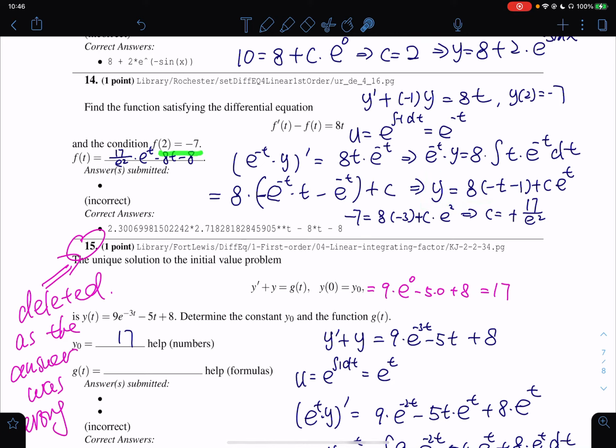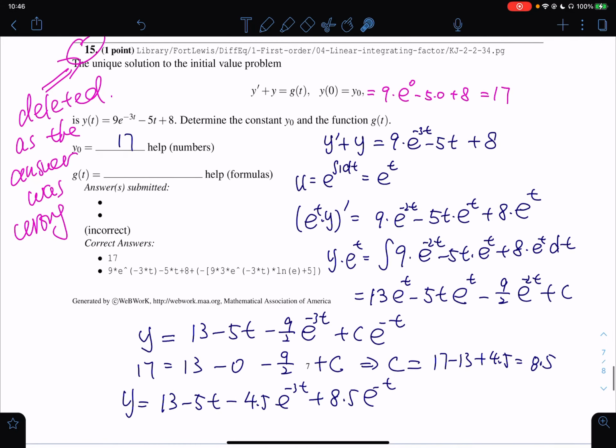And don't forget, plug in your initial condition, so negative 7 equals 8 times negative 2 minus 1, hence negative 3, plus c times e to the 2, so plus c times e squared. Therefore, you end up with negative 7 is negative 24 plus c e squared. Move to the other side, negative 7 plus 24, which is 17. So 17 is c times e squared, hence c is 17 divided by e squared. You plug it back into your final answer. So your final answer is negative 8t minus 8 plus 17 over e squared times e to the power of t.